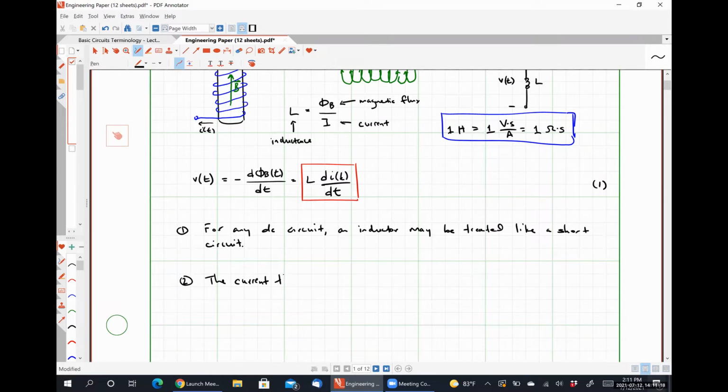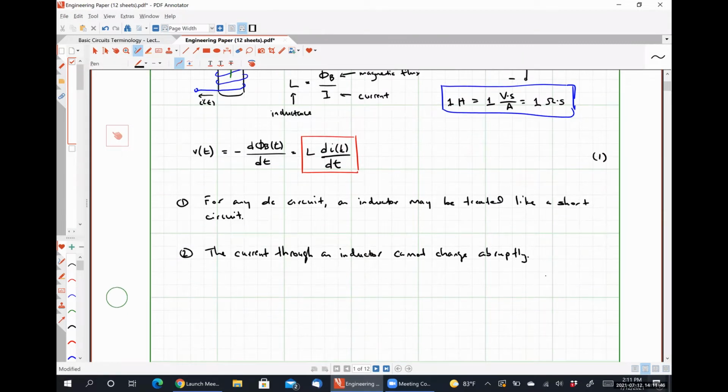So statement number 2, the current through an inductor cannot change abruptly. Again, this is exactly opposite what we observed in capacitors last Thursday. In a capacitor, it's the voltage drop that it cannot change abruptly.